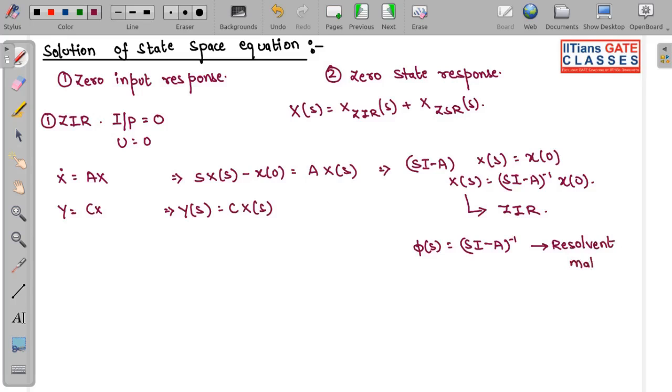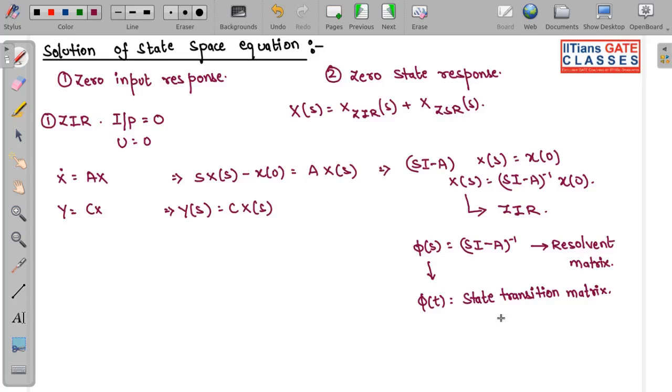Okay, resolvent matrix. Now, also, if you take the inverse Laplace transform of this, this will be phi of t. So phi of t is basically known as what? It is known as your state transition matrix. Okay, so this is known as your state transition matrix.